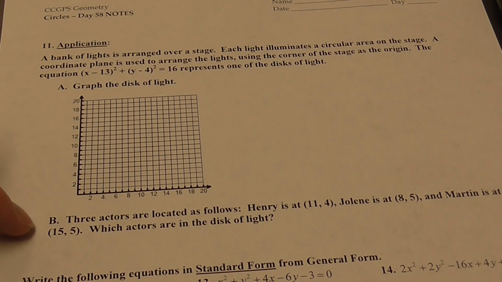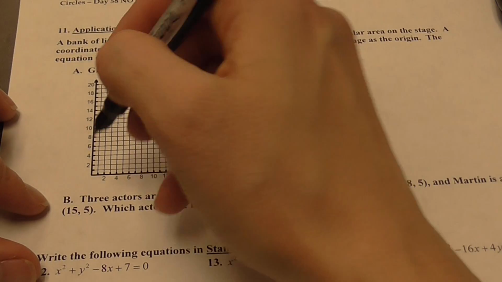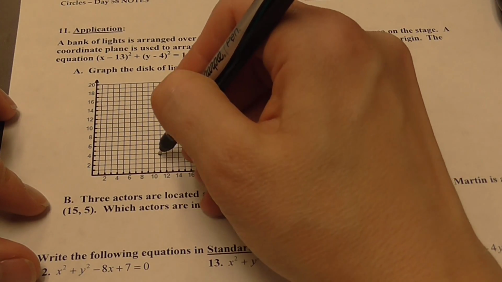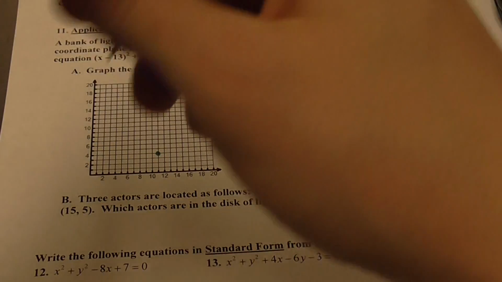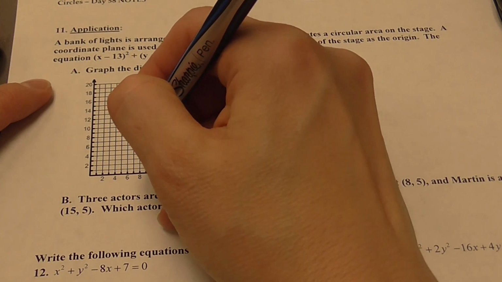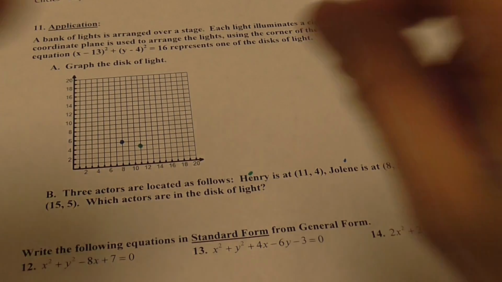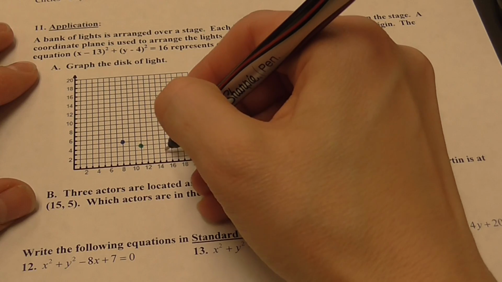It says the 3 actors are located at. So Henry is located at 11, 4. So we're going to go out here to 11 and then up 4. So here's Henry. Alright, he's in green. Alright, Jolene is at 8, 5. Alright, and Martin in orange is at 15, 5.